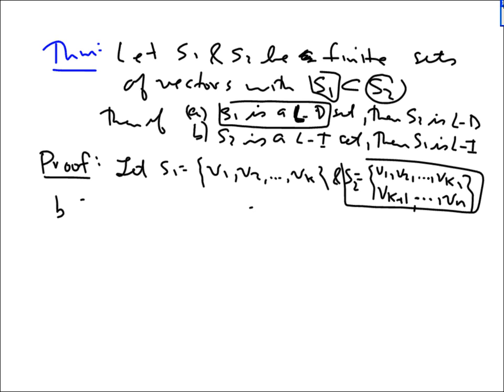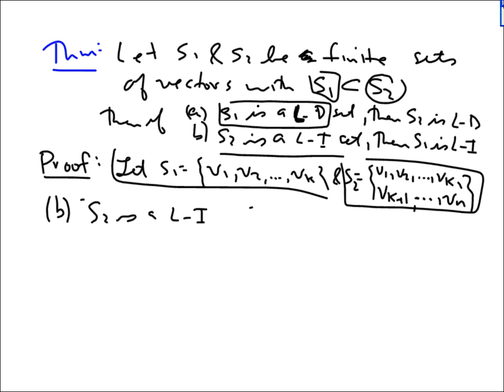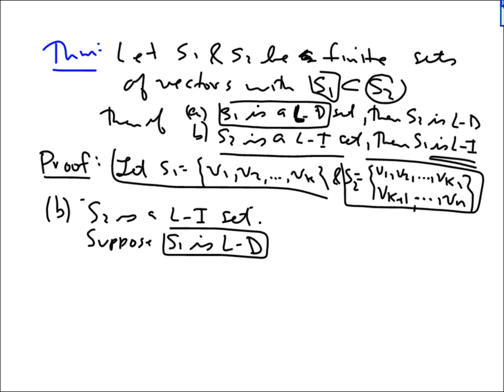Okay, now we can do the proof for B, but we're still going to let S1 and S2 be defined the way I defined them. S2 is a linearly independent set. So we want to show that S1 is linearly independent. Let's suppose it's not. Suppose S1 is linearly dependent. Now, if something goes wrong, that means this statement is false, which means S1 is linearly independent.